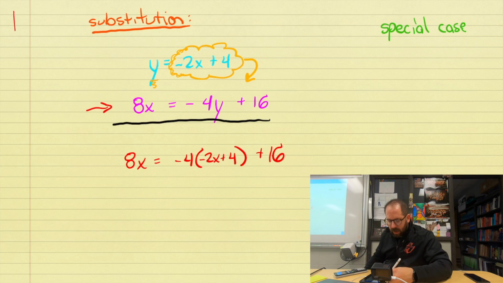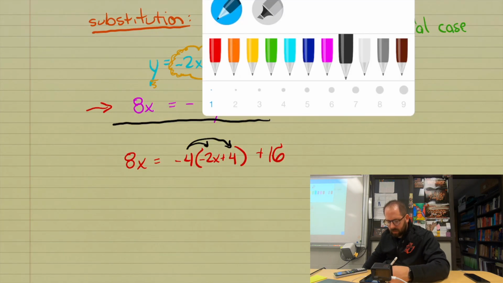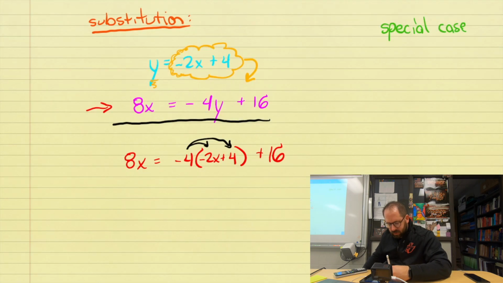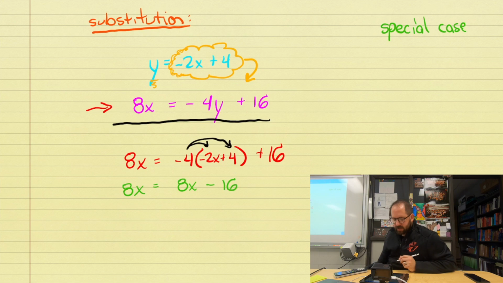All right, now, doing the math here, let's actually distribute this negative 4 through the parenthesis. So we're going to get, let's go with the green color, I haven't done that one yet. We're going to get 8x is equal to 8x, because I distribute negative 4 times negative 2 is 8x. Negative 4 times 4 is negative 16, plus 16. So that's distributing the negative 4 through that parenthesis.